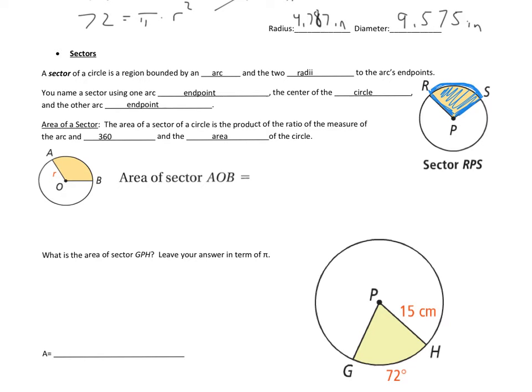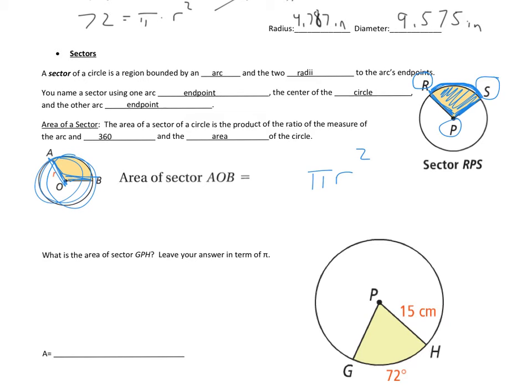The way that you name this is you choose one of the endpoints of the arc, the center of the circle, and the other endpoint of the arc. So you would say sector RPS, or in this case, sector SPR. Okay, so what is the area for that? Well, since that's just part of a circle, it's based on pi r squared, right? Pi r squared would be the area of the entire circle. But I only want a portion of this circle.